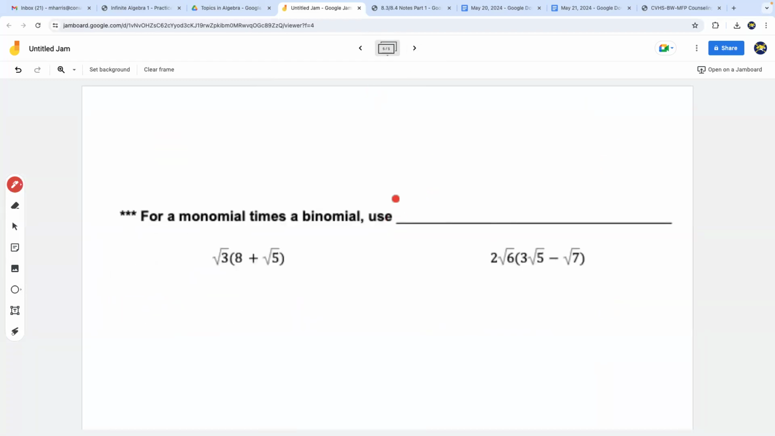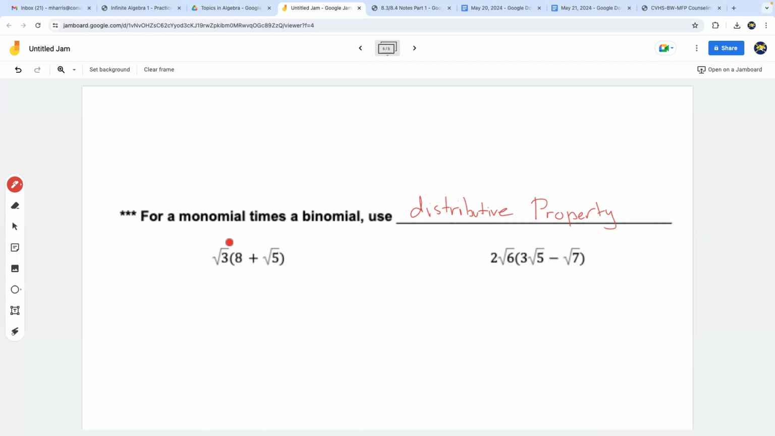And then for a monomial times a binomial, we use the wonderful world of distribution, or the distributive property. All right. Again, my favorite property, just because it's used all the time. It's one of those ones. Make sure you understand it because it's all over the place. You'll always use the distributive property.